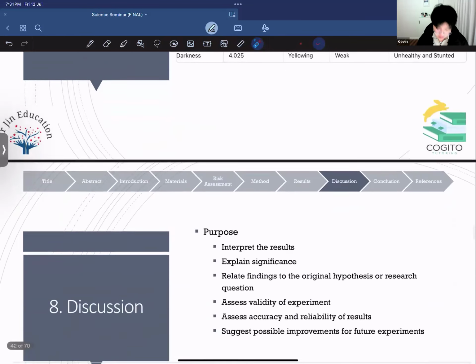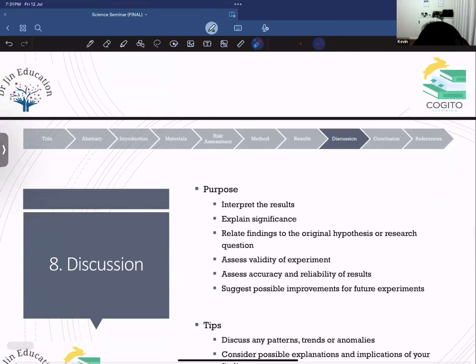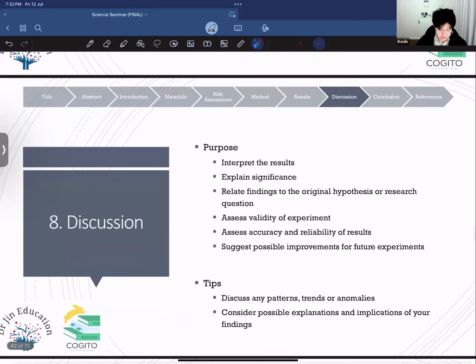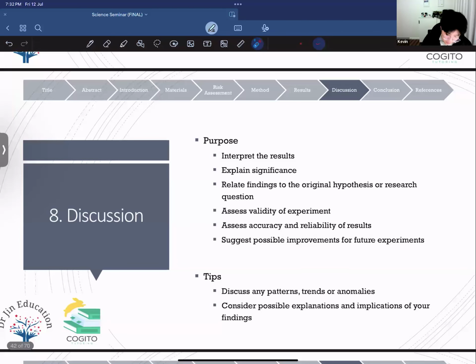Now let's go to the discussion, number 8. We're nearly there. What is the purpose of the discussion? Remember, I told you in the results, you're just showing the results. You don't actually analyze the results. You don't have to say the plants in darkness grew the least and the plants in sunlight grew the most. That belongs in the discussion.